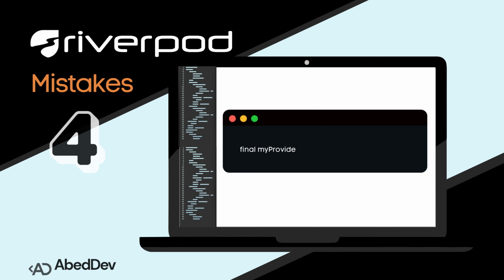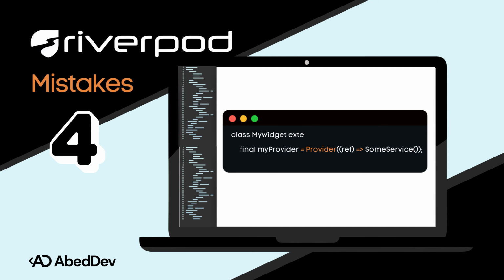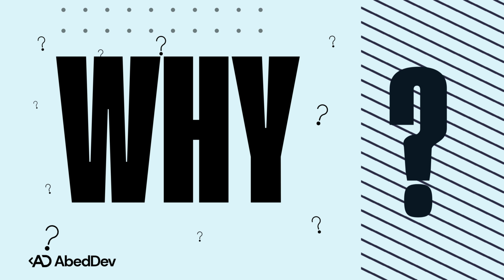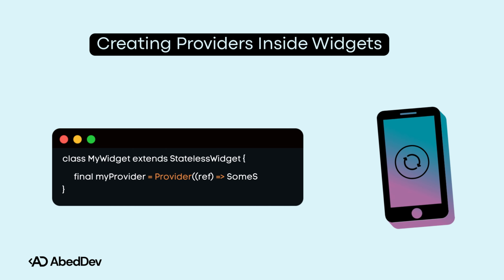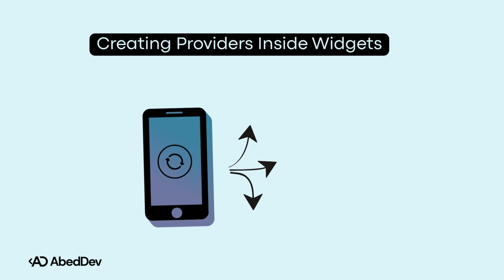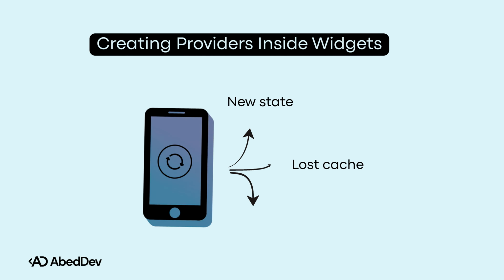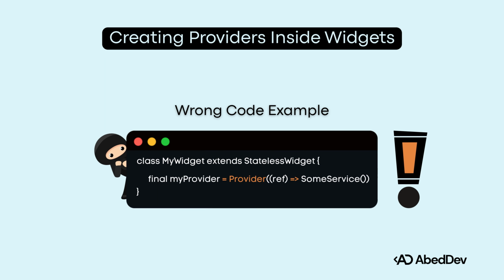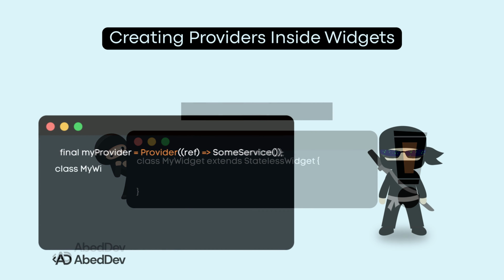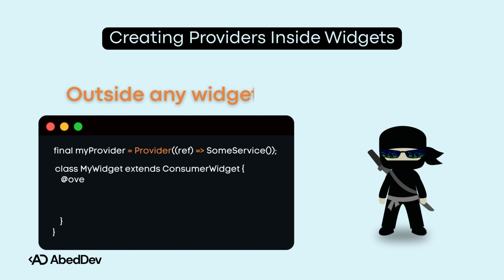Are you declaring providers inside your widget files? That's a hidden performance bug. Let me show you why. When you declare a provider inside a widget, it gets recreated every time that widget rebuilds. That means new state, lost cache, and performance issues. Here's the wrong way, inside the widget file, and here's the right way: define it once outside any widget.